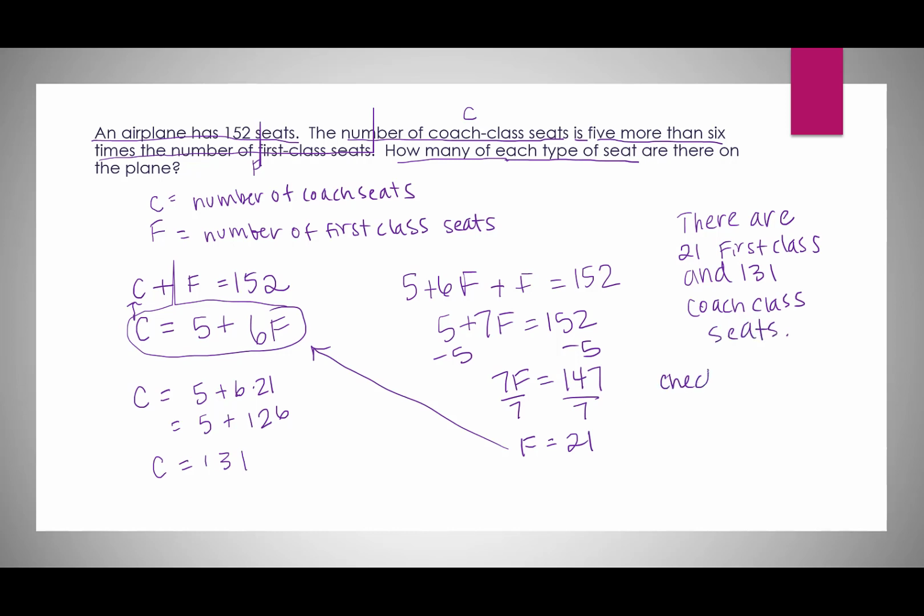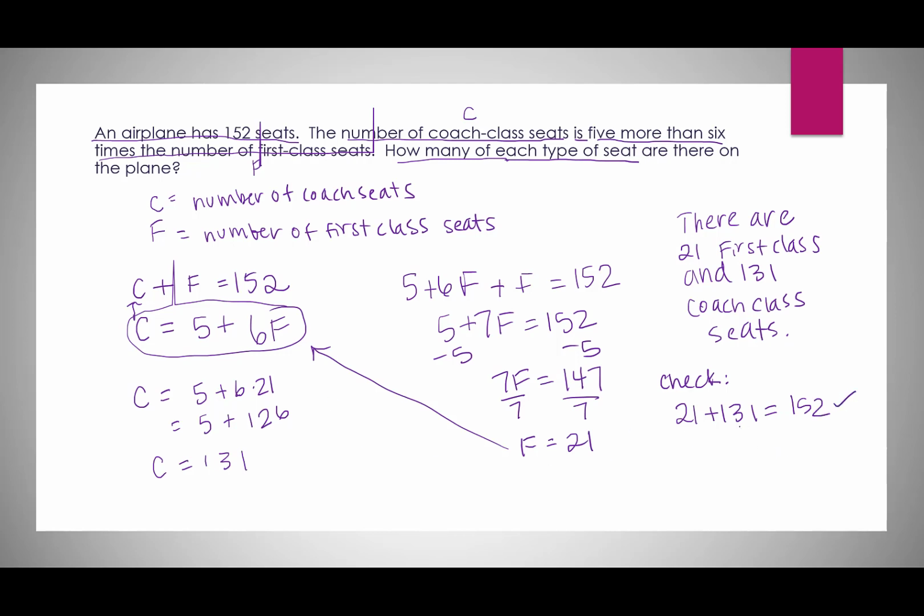We'll check that. I can check it in my system, but I'm going to check it in the words of the problem just in case there was an error with writing my system. The airplane has 152 seats. Well, I can check all together, 21 plus 131. Yeah, indeed, gives me 152 seats.